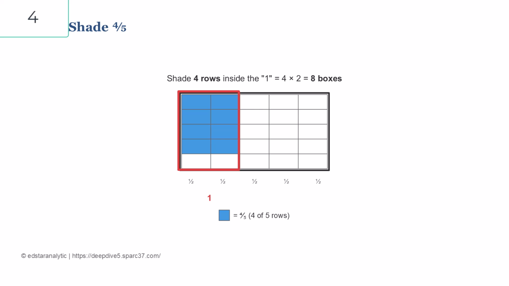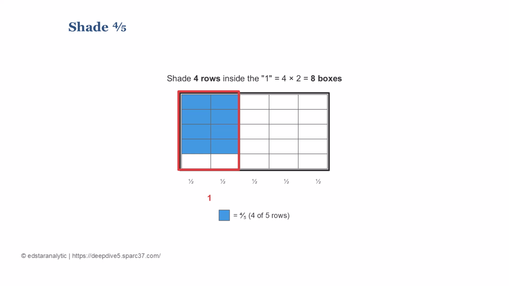Inside that area, we're going to shade 4 of the 5 rows. So we shade, and we count them up. That gives us a grand total of 8 shaded boxes. And we're done. The diagram is complete. All the hard work pays off now, because the answer is literally just sitting there, waiting for us. So for our last section, let's find that answer and see what this picture really tells us.